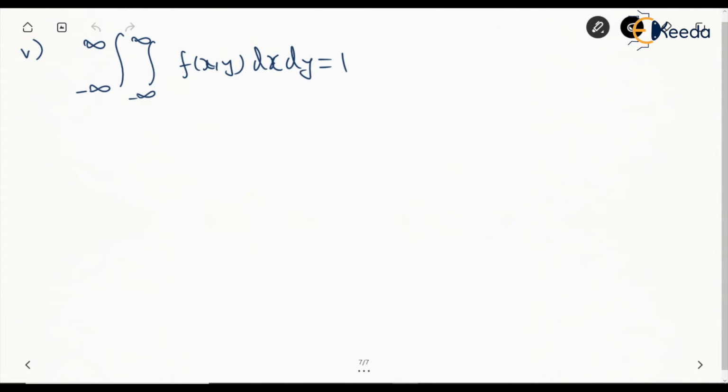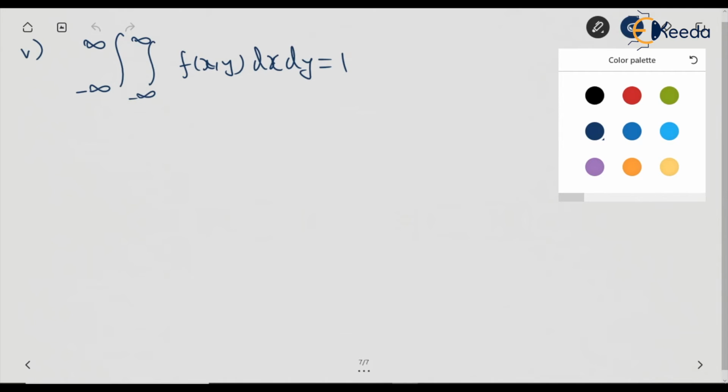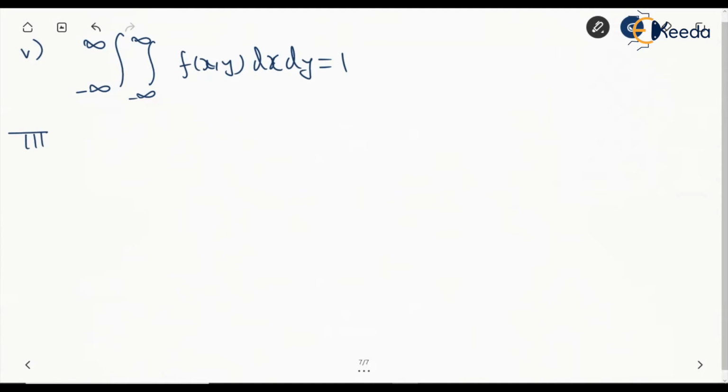Fine. And after this, there is one more term, and then together we'll see all the questions. The next one, the third one, is independent random variables.